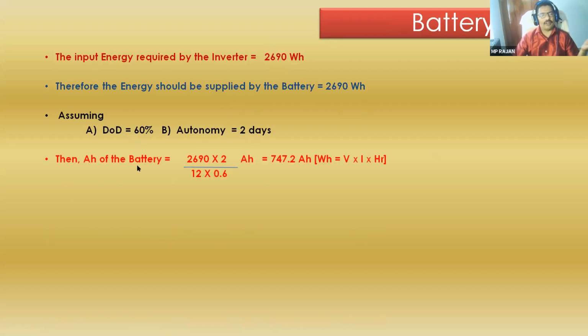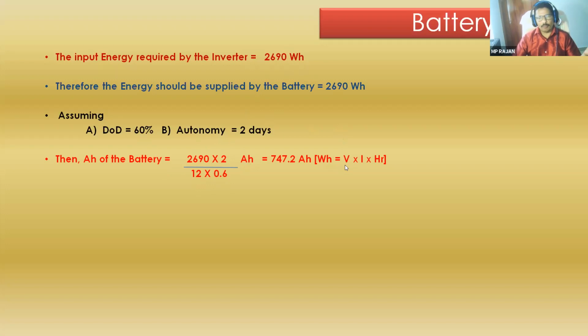The ampere hour of the battery calculation is equal to the requirement of 1 day, 2690, into 2, since we are assuming 2 days, divided by your system voltage, that is 12 volt, and divided by the DOD. You will get the ampere hour of the battery. Why are we dividing it by 12? Ampere hour from watt hour is 2690. Watt means what?